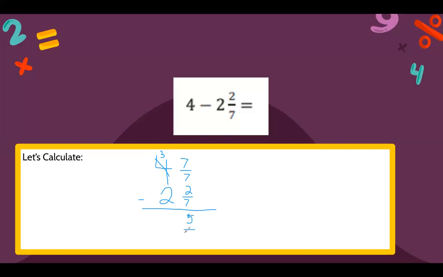And 3 minus 2 equals 1. Is this an improper fraction? Nope. Can I reduce it? No, I cannot. Am I done? Absolutely.